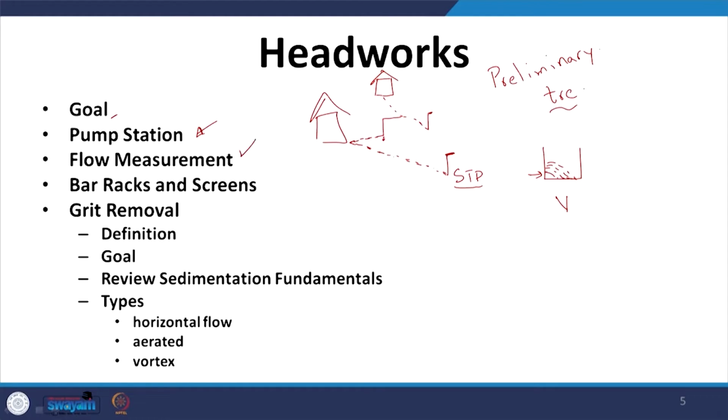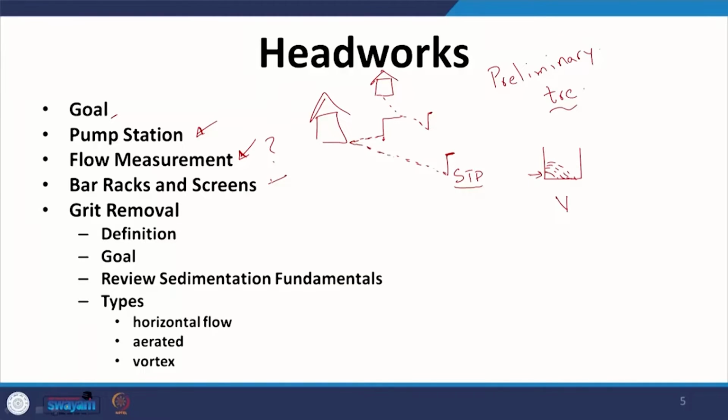Again, flow measurement, why do I need to look at flow measurement? We will look at that. I need to know how much flow is coming because I need to be able to design the system. As I mentioned, we will have bar racks and screens, coarse screens and such to remove the coarser particles. At each step we are going to remove first the bigger particles, then the slightly smaller but still suspended finer particles, and then the dissolved particles. You can see the steps obviously.